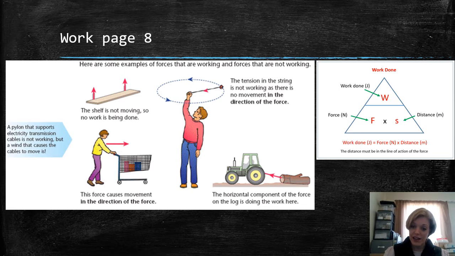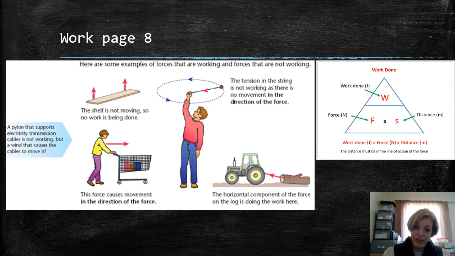So let's look at the tractor. The tractor is pulling a log. This is a horizontal component of force on the log. It's doing the work here. So the tractor is doing work on the log. Then you have this gentleman that is swinging around, looks like a yo-yo. There's tension in the string, but it is not doing work, as there is no movement in the direction of the force. That is the most important thing. He is moving, but it is not moving in the direction of the force.